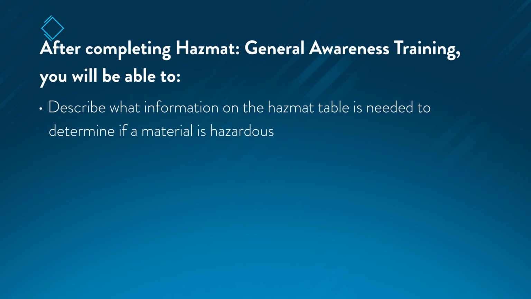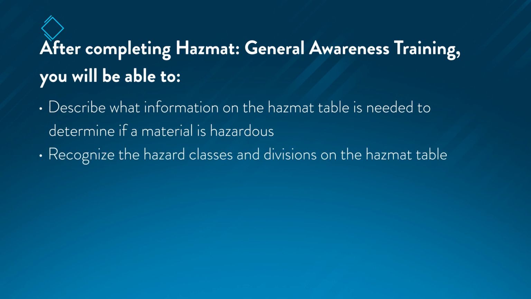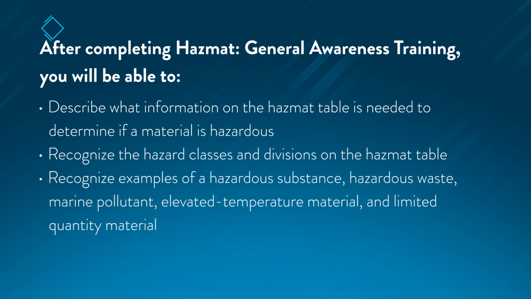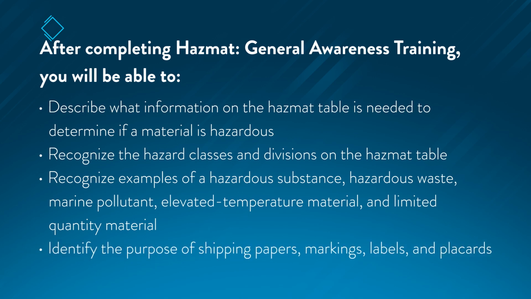a material is hazardous, as well as recognize the hazard classes and divisions using the Hazmat table. You'll recognize materials that are considered hazardous substances, hazardous waste, marine pollutants, elevated temperature materials, and limited quantity materials. And finally, you'll be able to identify the purpose of shipping papers, markings, labels, and placards.